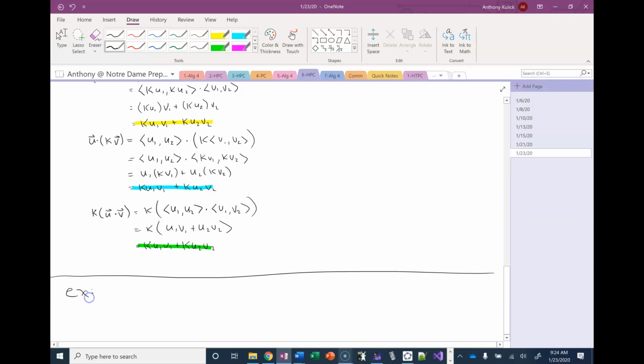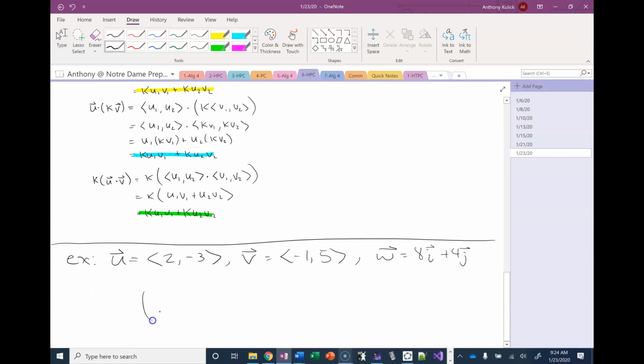So let's look at a numeric example. Let's say we have the vector u, which is the vector 2, -3.